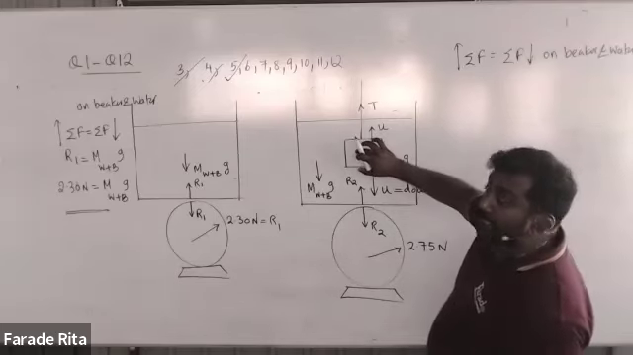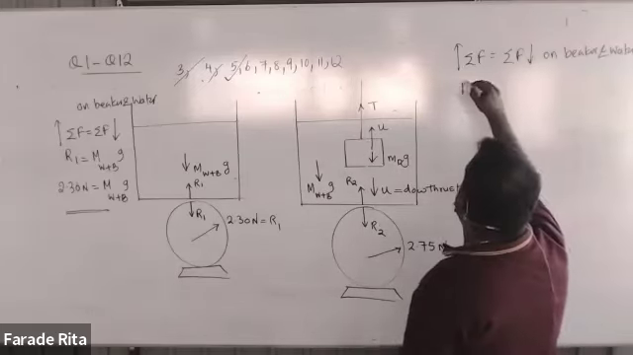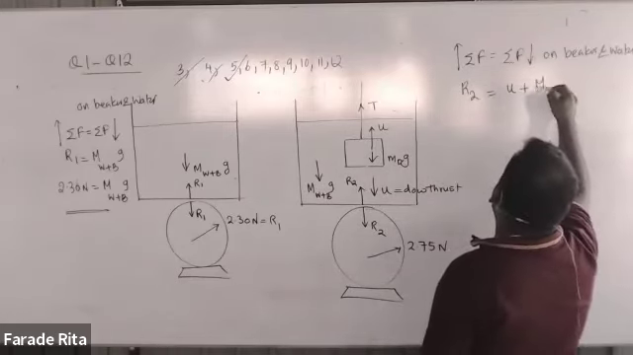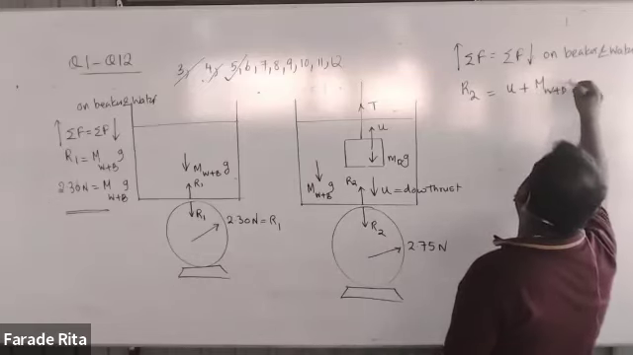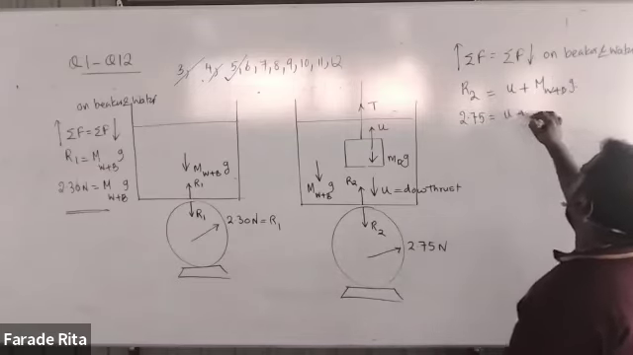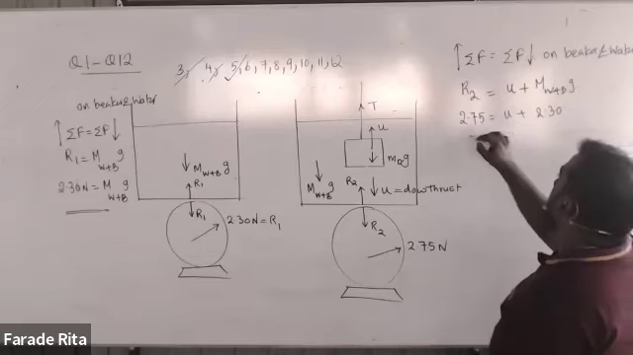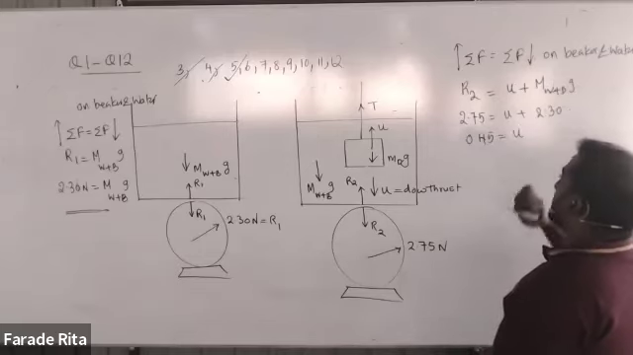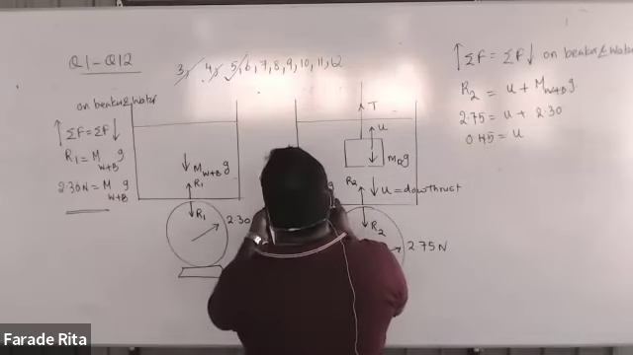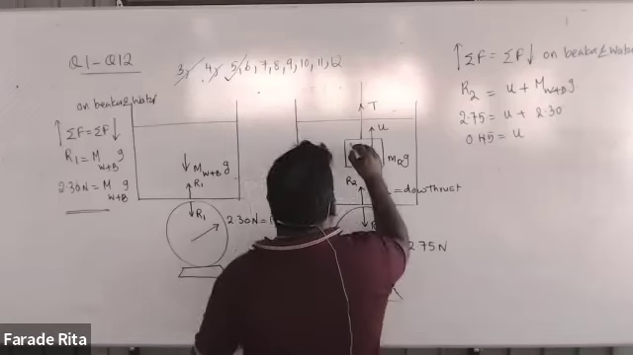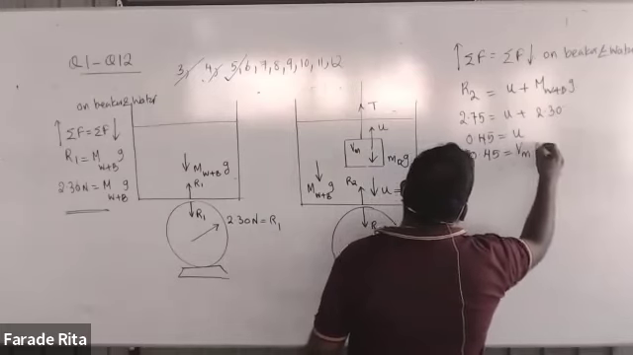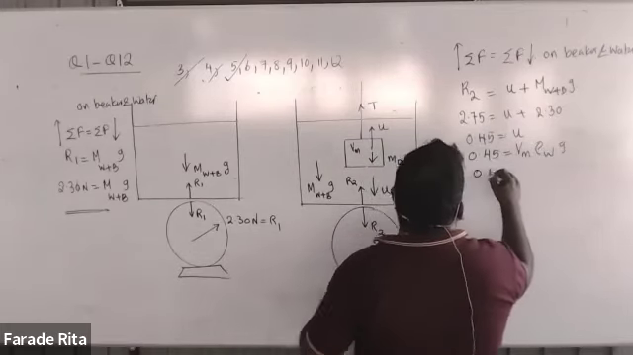This is on the object. On the beaker and water you have reaction R2. Downwards you have downthrust plus weight of water and beaker. What is your reading? 2.75. Weight of water and beaker, 2.30. So 0.45 is your upthrust. Remember, downthrust and upthrust both are equal. What are they asking you? They are asking you the volume of the metal.